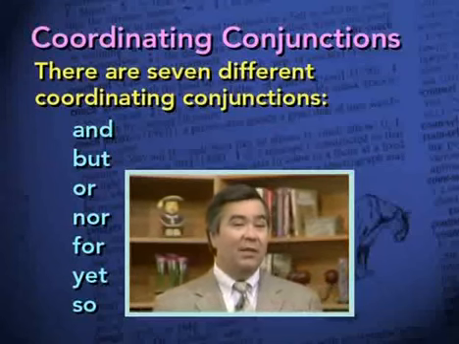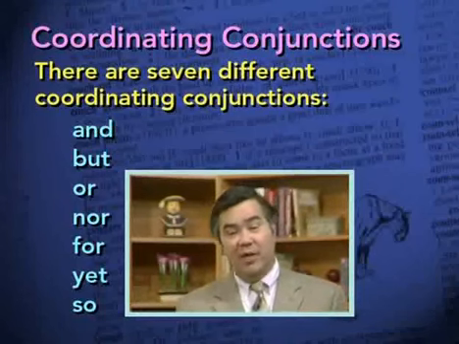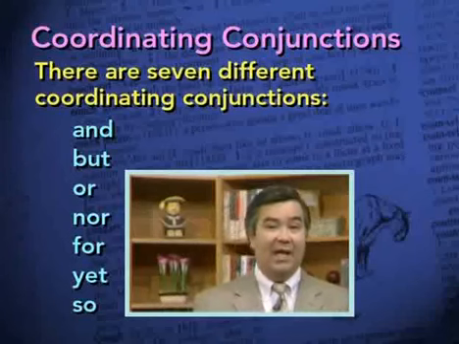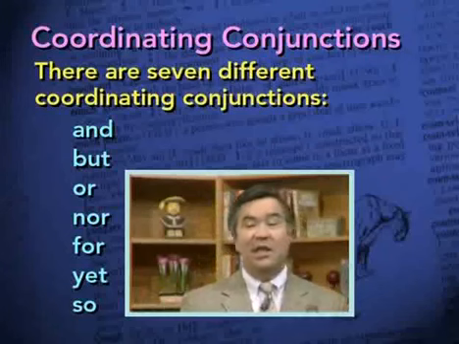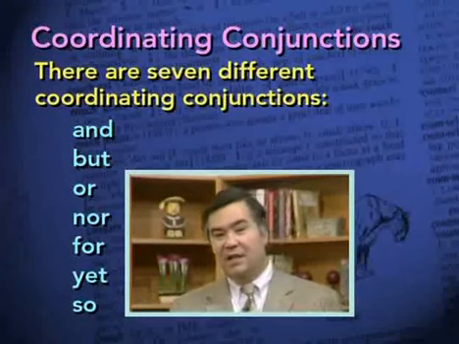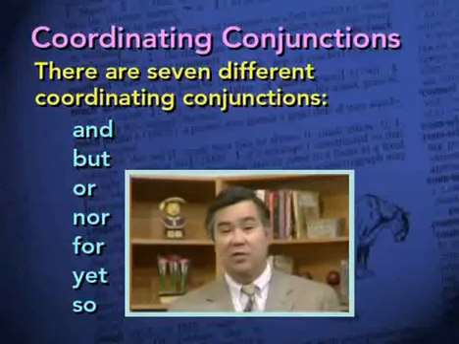Notice that these 7 coordinating conjunctions join two elements which are more or less equal in value, so that when you connect words, phrases, or clauses with a word like and, or, but, or nor, generally speaking, the two things that are being connected are roughly equal in importance. That's one characteristic of how coordinating conjunctions are used.